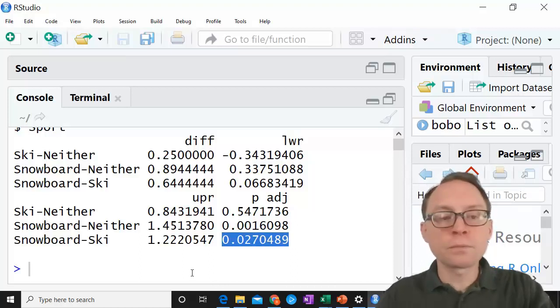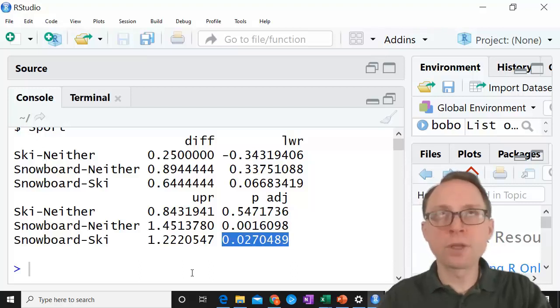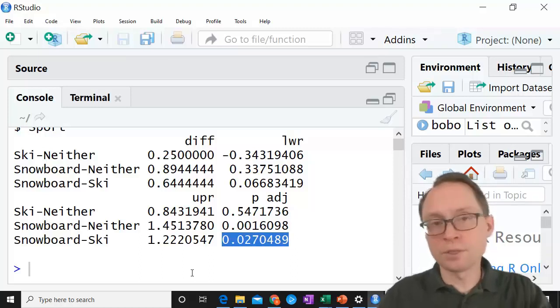So we only use the pairwise test if there is a significant analysis of variance. If that F test, the analysis of variance represented by the F, is not significant, then you don't need to do the pairwise. You just don't need to do it at all.